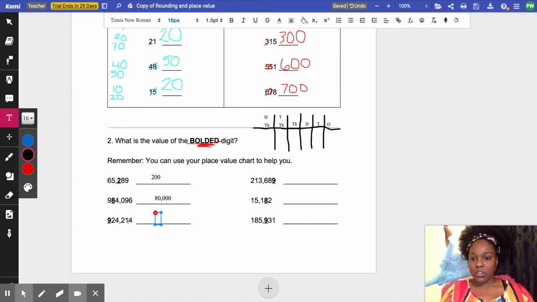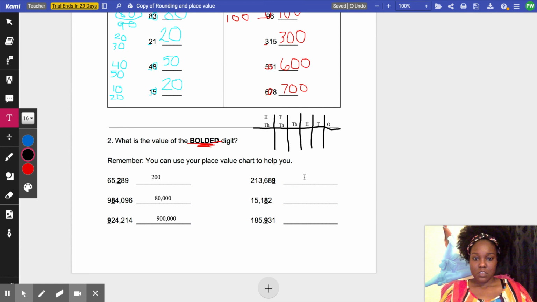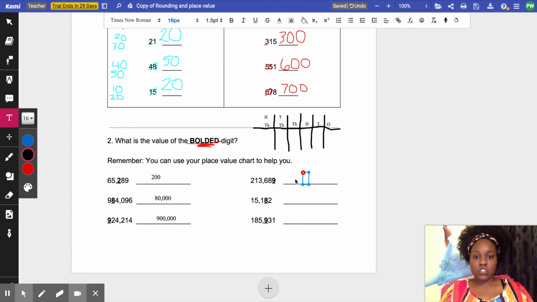The next one, ones, tens, hundreds, thousands, 10,000s, 100,000s. We have 9 in the 100,000s place, which means we have 900,000. Looking at this one, in the number 213,689, the 9 is just worth 9.